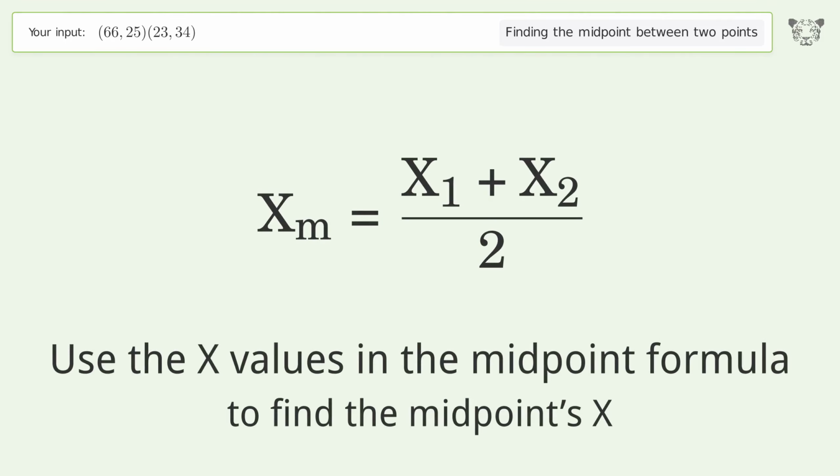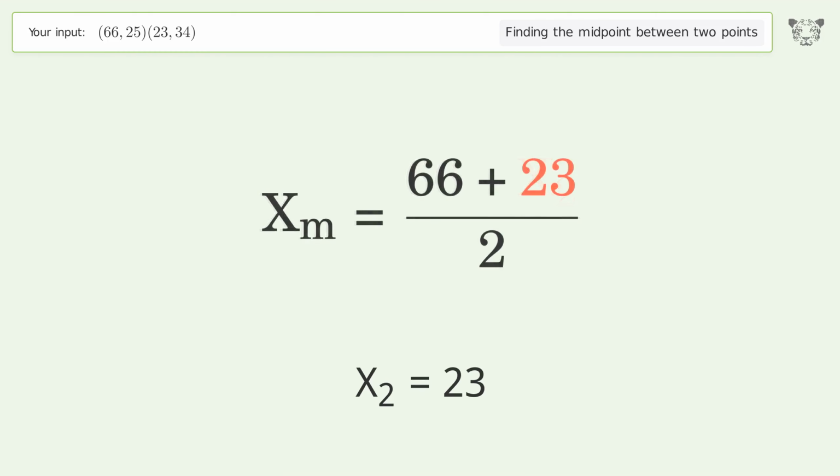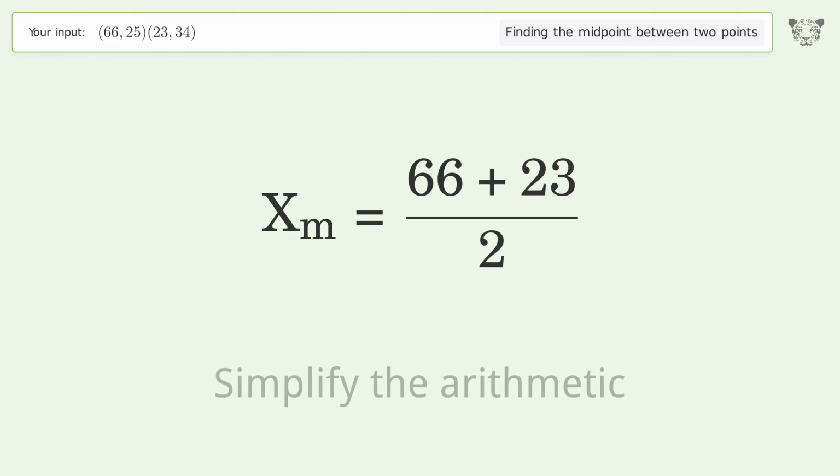Use the x values in the midpoint formula to find the midpoint's x. x1 equals 66. x2 equals 23. Simplify the arithmetic.